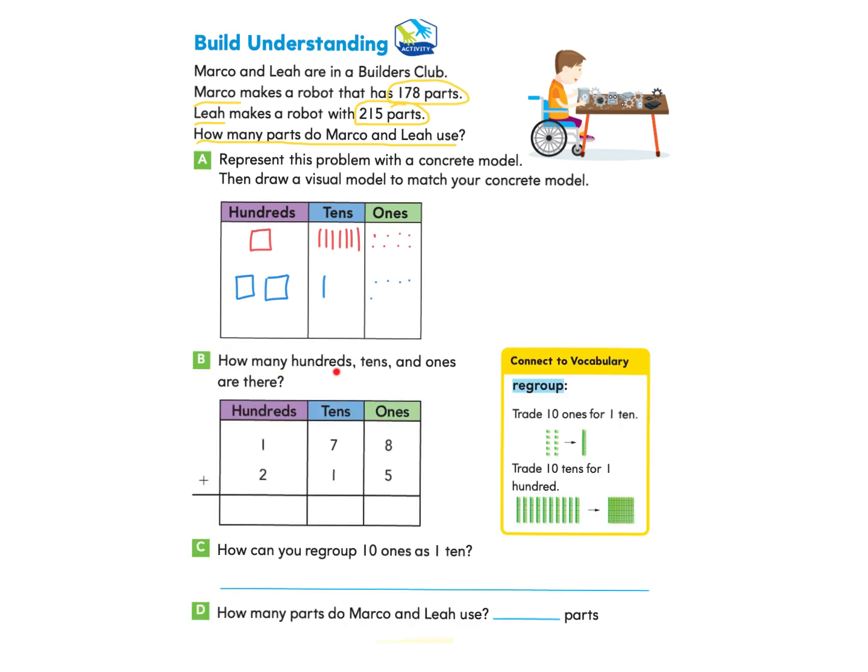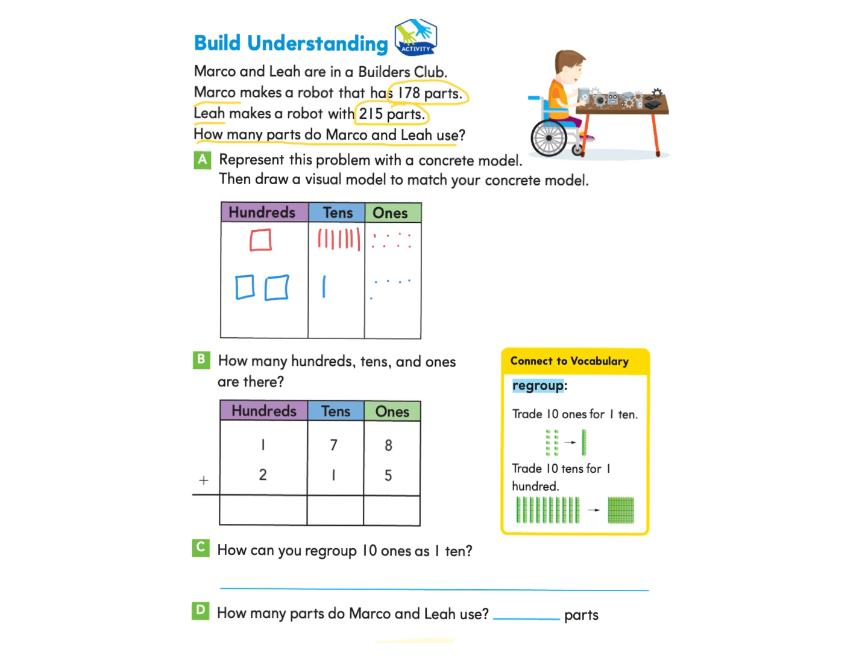How many hundreds, tens, and ones are there? We have taken our visual model, which is here, and they have written out the numbers 178 and 215. So we can use our visual model to add the ones column, add the tens column, and add the hundreds column, just like we've done before.